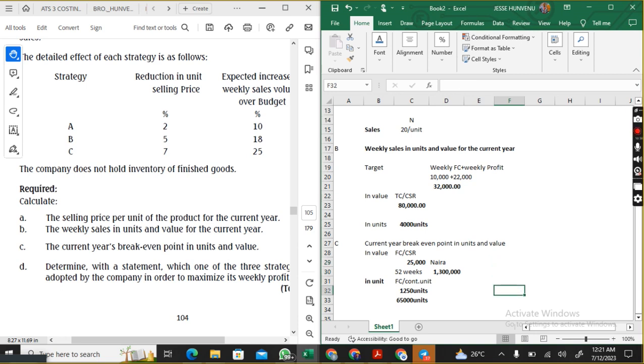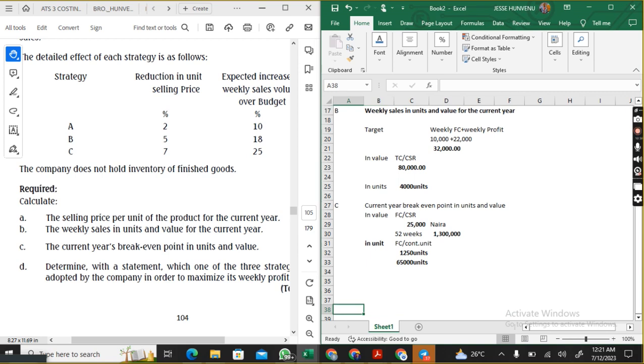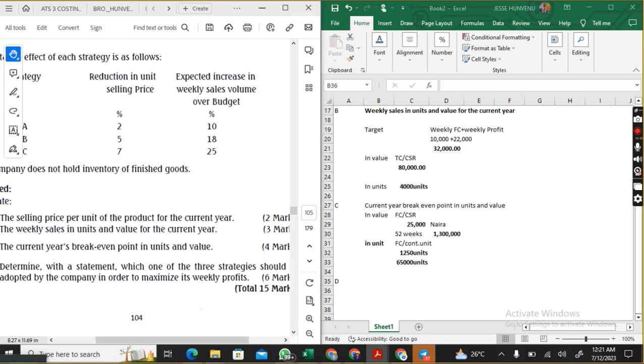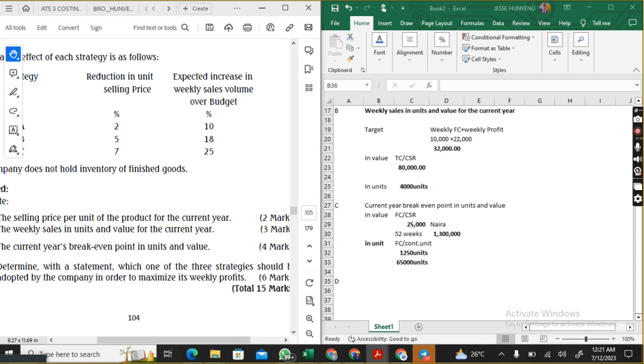So now the main D part of it. They said to determine, with a statement, which of the three strategies should be adopted by the company to maximize weekly profit. Maximize what? Weekly profit. Now let's go.